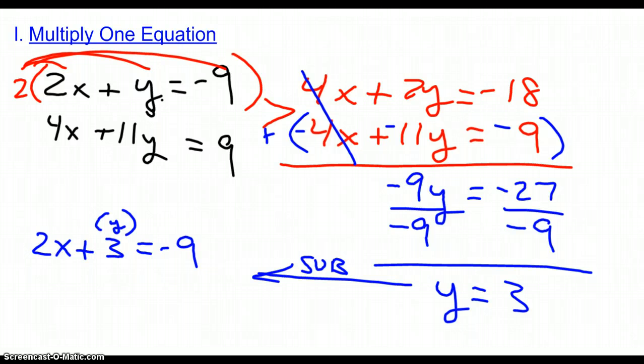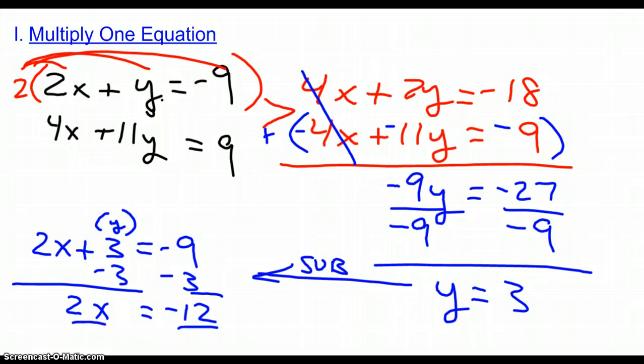So the next step is to subtract 3. 2x equals -12. Good. And finally, we divide by 2. And x equals? -6. Good. X equals -6, which we can write as an ordered pair.